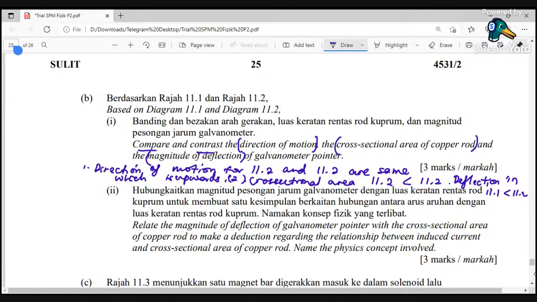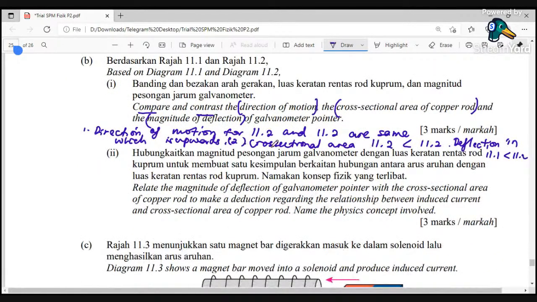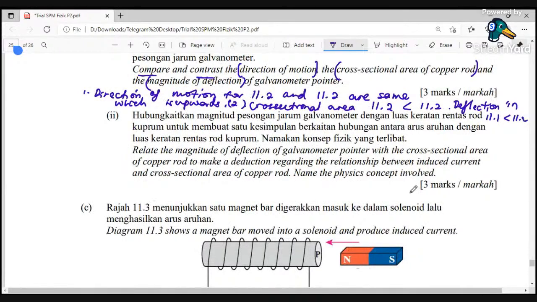So I write it here so that you can see the question and the answer. Okay. So in the real exam, don't write like this. If maybe the examiner forgets to check this part, you might lose the mark for this one. So write in the provided paper. Relate magnitude of deflection with cross-sectional area to make a deduction about the relationship between induced current and cross-sectional area of copper rod.